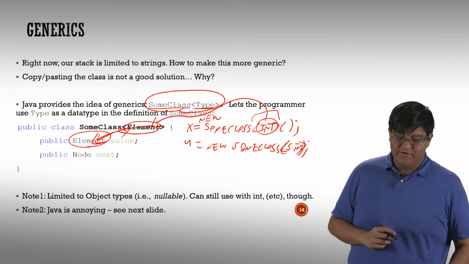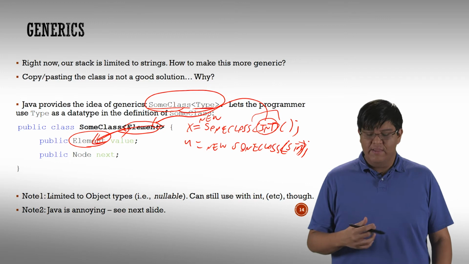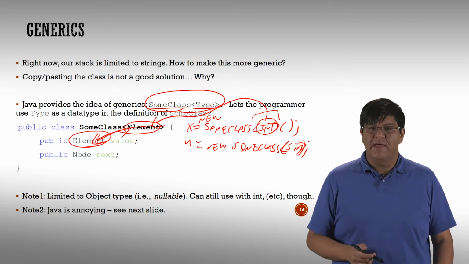All right, so this is the basic idea of generics. Basically, it's a variable that you can use in your class, and you don't have to define it up front. You can define it some other time in your program, when you go to use the class.